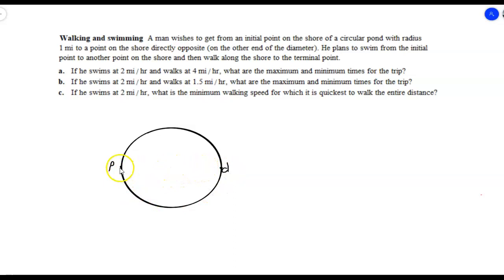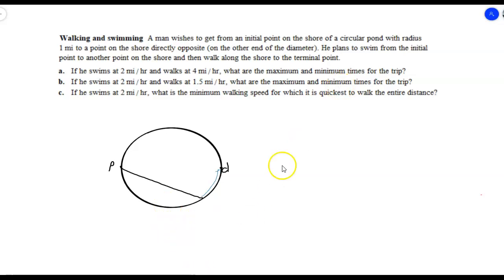And it says that he wants to swim for some portion of it. So he wants to swim directly from this point to some point. And then, I'll do that one in blue here, he wants to walk around the outside of the pond until he gets to that place directly on the opposite side. All right, so the first thing it says is if he swims at 2 miles per hour and walks at 4 miles per hour, what are the maximum and minimum times for the trip?